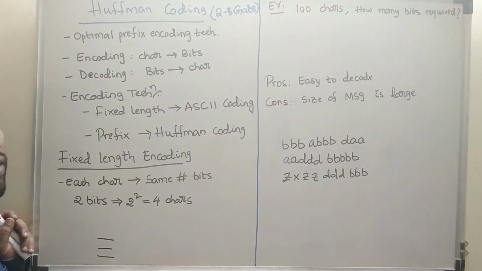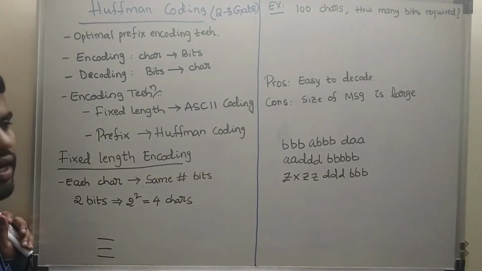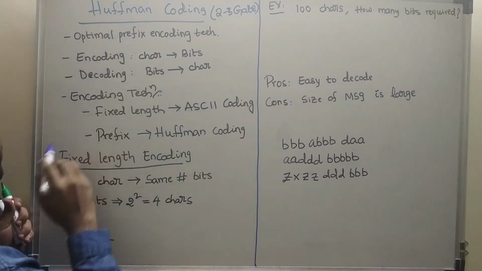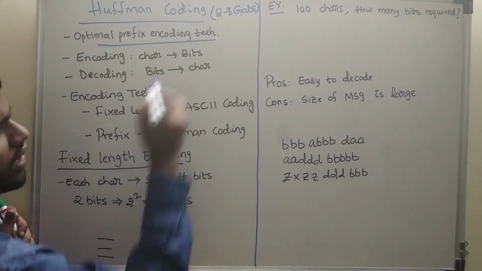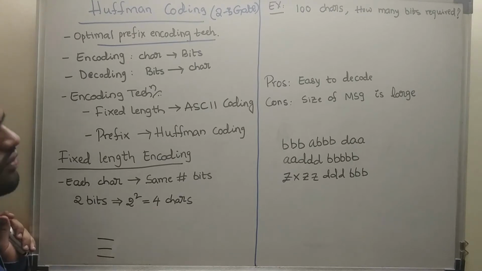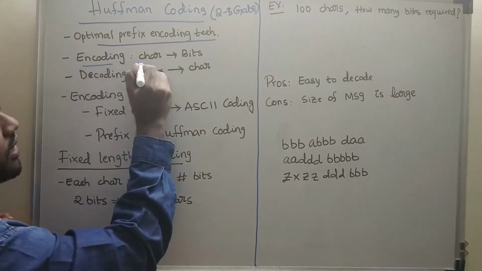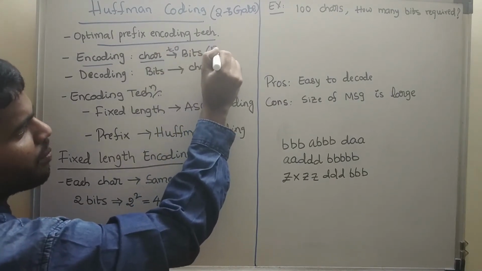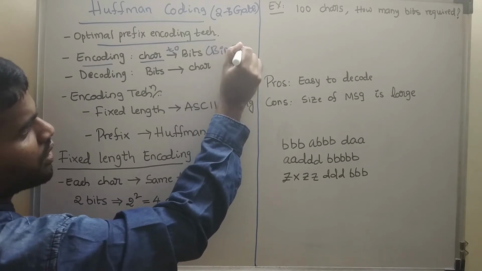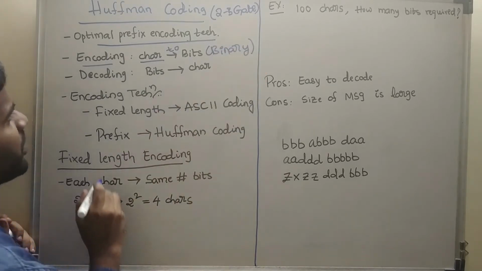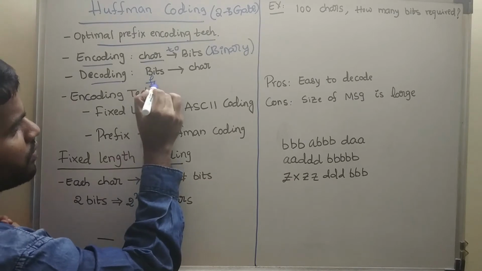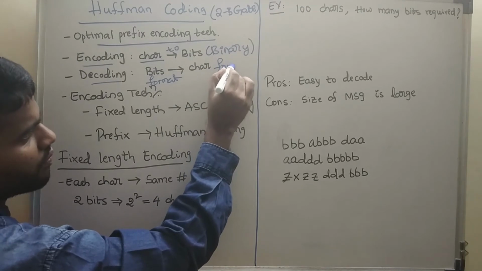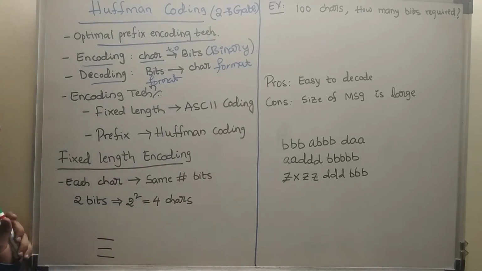Encoding systems? How many encoding techniques are available? One is fixed length and the other is prefix. So we will discuss this technique. Huffman coding technique is nothing but an optimal prefix encoding technique. It will do encoding from character to bits, character to binary format, and decoding from binary format to character format.